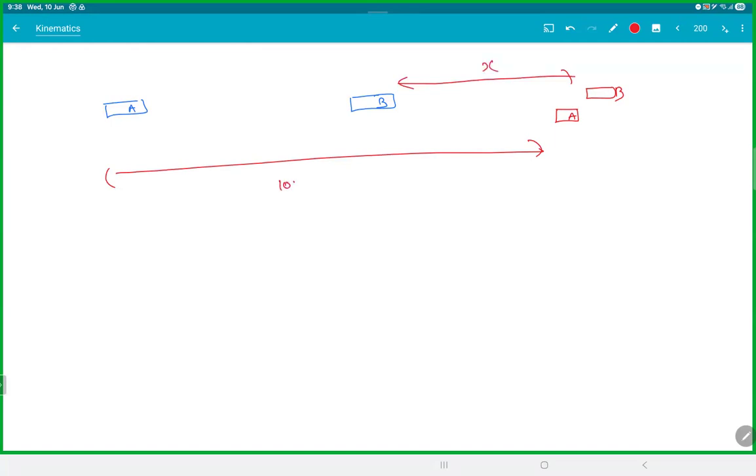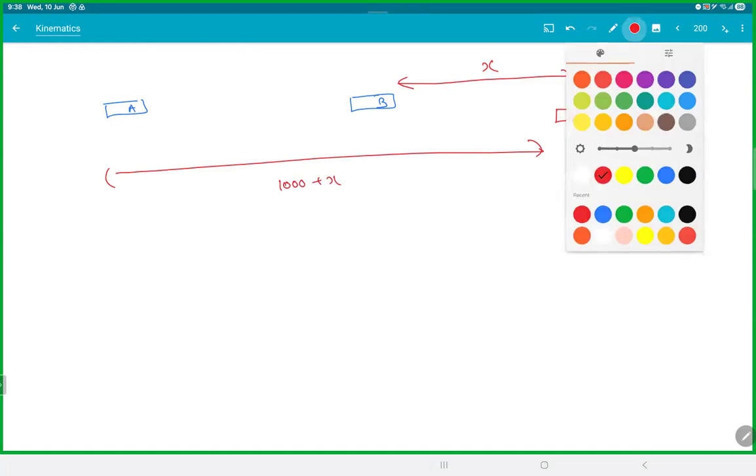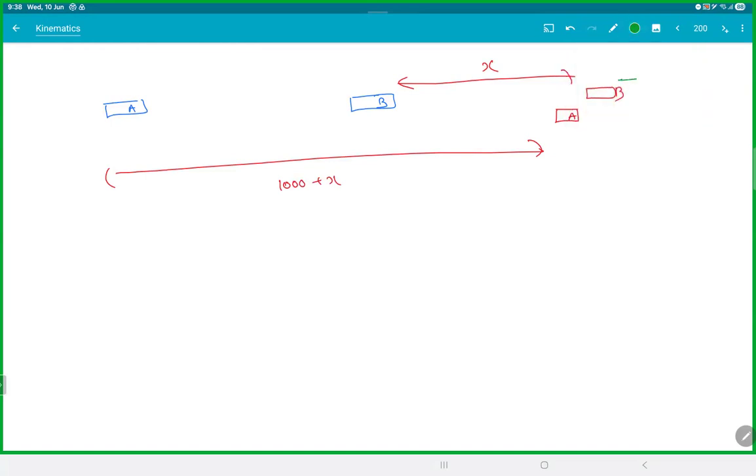Let's say the train B has reached here, the train A has reached here, meaning A has traveled this much distance, B has traveled this much distance. Let this distance be x. A traveled 1000 plus x. Just to avoid the collision, at the point when they're about to collide, the velocity of B and the velocity of A have become equal. And let the time be t.